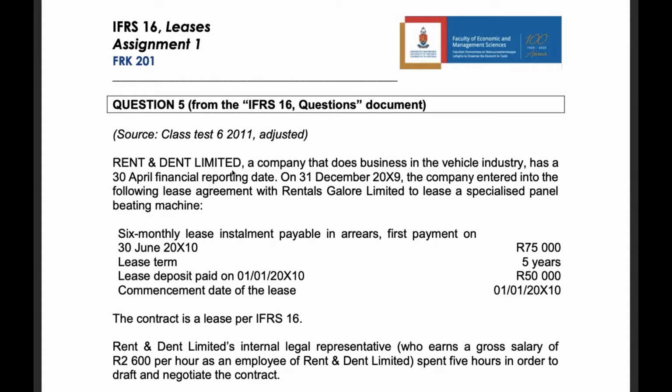Rent&Dent Limited, a company that does business in the vehicle industry, has a 30 April financial reporting date. On 31 December 2009, the company entered into the following rental agreement with Rentals Galore Limited to lease a specialized panel beating machine. 6 monthly lease installments payable in arrears. First payment on the 30th of June 2010 of 75,000 Rand. The lease term is for 5 years. The lease deposit paid on the 1st of January 2010 is 50,000 Rand, and the commencement date of the lease is the 1st of January 2010.